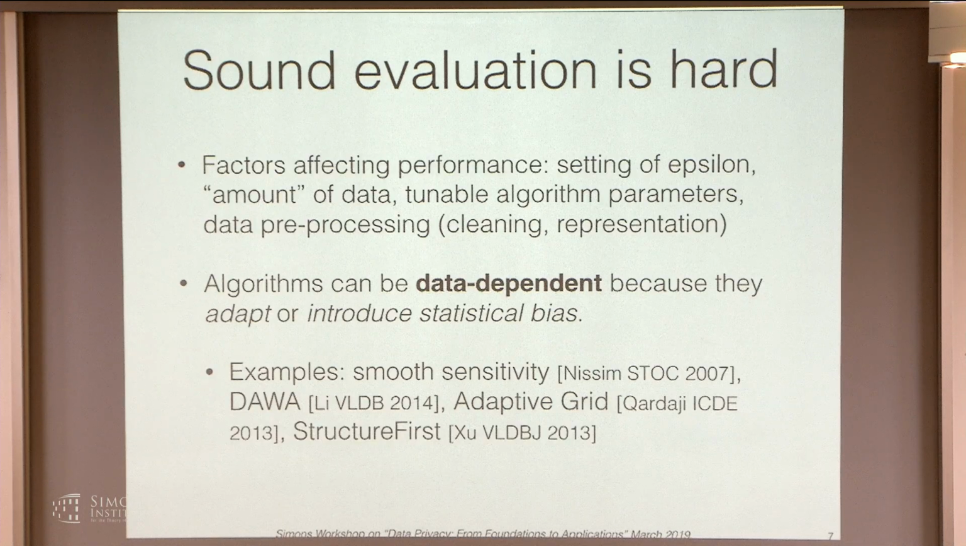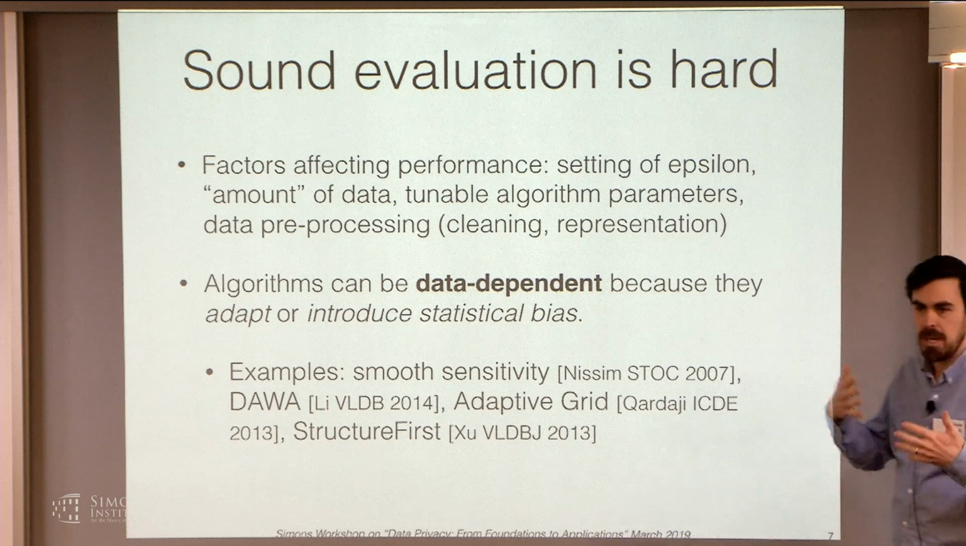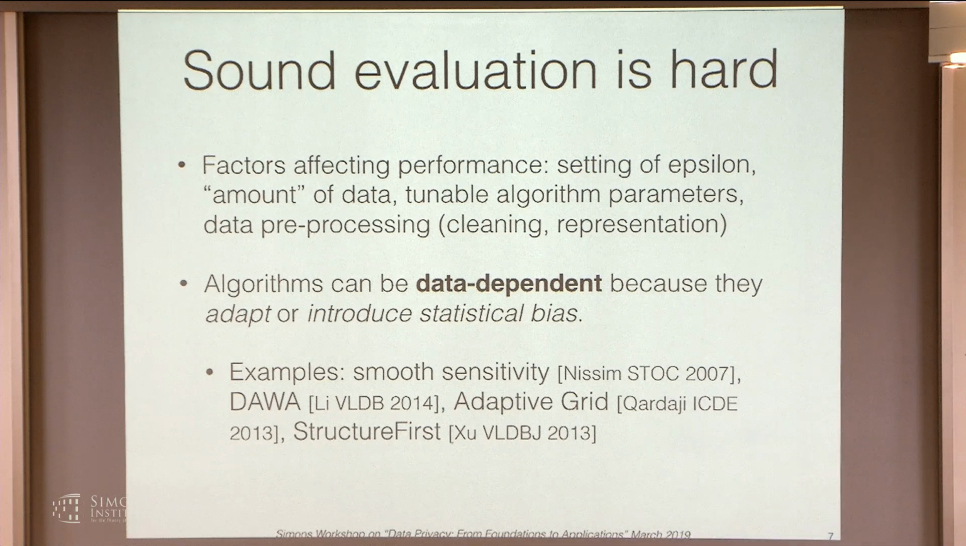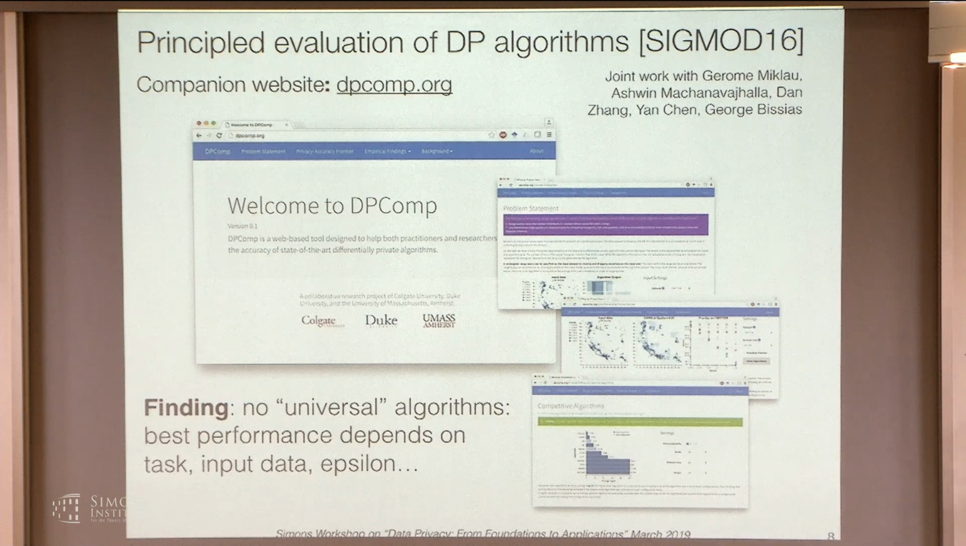Okay, so in terms of DP-Bench, we set out to empirically evaluate the accuracy of various differentially private algorithms, and it turns out to be quite complicated because there are many factors that affect the performance, and I won't go through all of them. I'll just highlight one, which is that a lot of these algorithms have data-dependent performance because they either adapt to the data, or they introduce some other kind of statistical bias when they're doing their differentially private computations on the data. And this is not an exhaustive list by any means, but just some examples where some kind of bias is introduced. So we developed DP-Bench.